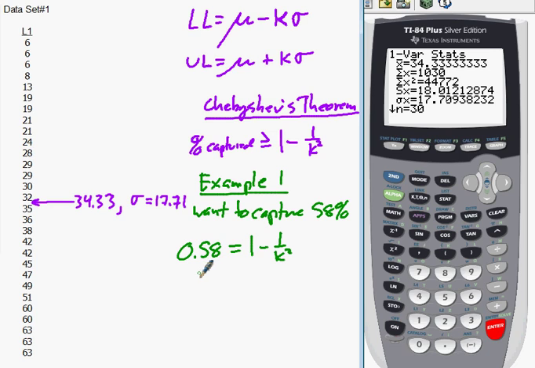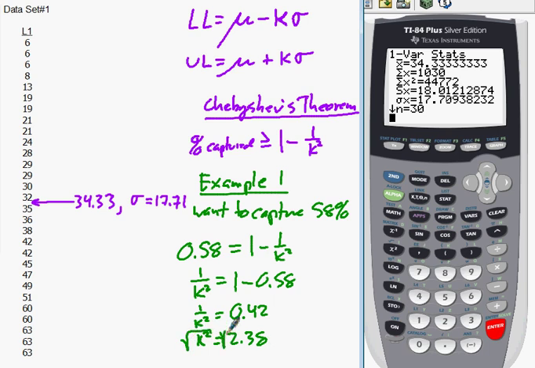I'm going to rearrange a little bit. Move 1 over k squared over here. Move the 0.58 onto the other side. All right, that turns out, of course, to be 0.42. Going to invert both sides, and that becomes 2.38. And then, of course, square root both sides, and this becomes 1.54.